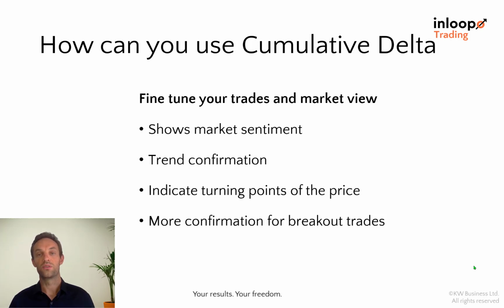The next thing you can use cumulative delta for is to indicate turning points. If the market is in a range throughout the day and the price reaches a certain support or resistance zone, then cumulative delta can indicate that the price might turn at these relevant support or resistance zones. And the third thing is it can also indicate breakouts through these support and resistance zones.